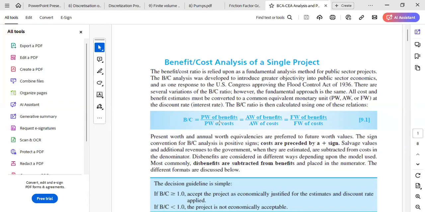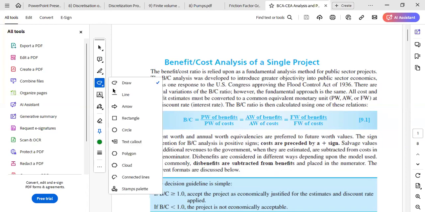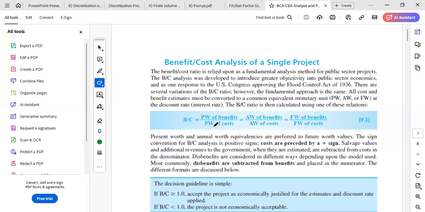Now, sometimes some terms are not very clear about where to put them. For example, let's say we have disbenefits. So what do we mean by disbenefits? Sometimes if you implement a project, it can affect the society in a bad way. So for example, you can lose the possibility of job creation, or you can lose some lands that were good for agriculture, etc. So all of these can be disbenefits.